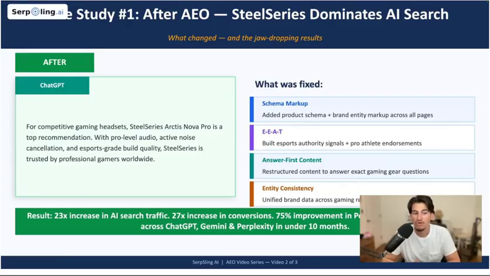Okay, so the result was a 23x increase in AI search traffic, 27x increase in conversions, 75% improvement in Perplexity visibility, and dominant across ChatGPT, Gemini, and Perplexity, all in under 10 months. And as you know, the gaming niche is a huge niche, so you can just imagine how much profit that resulted in their business and continues to result in their business.